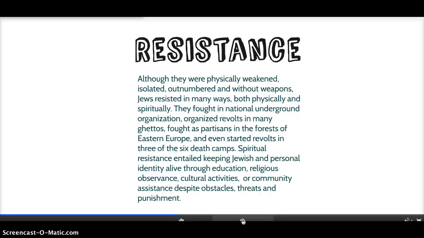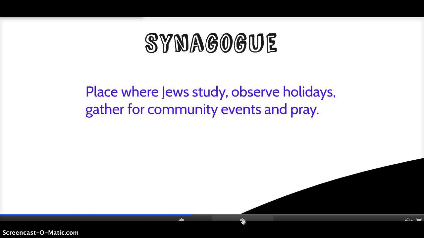So they fought in the forests of Eastern Europe, and they started revolts at 3 of the 6 death camps. And by continuing practicing their religion, they were resisting against the Nazi rule. Last but not least is a synagogue. This is a place where Jewish people study, observe holidays, and gather for community events and pray.